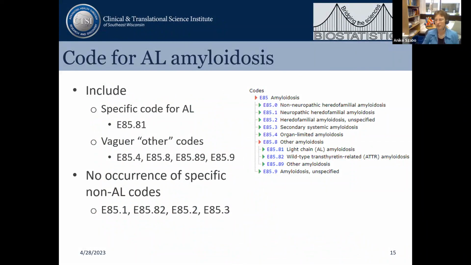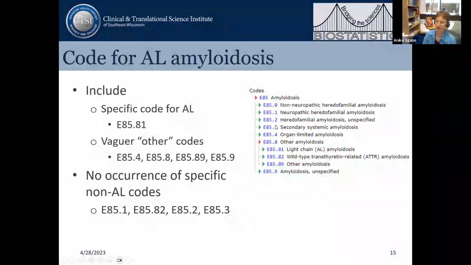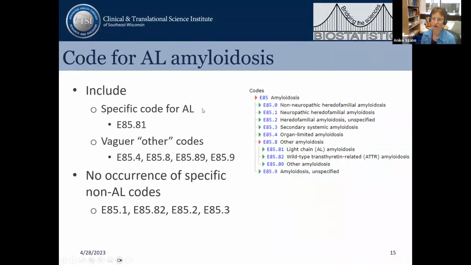So for example, a possible definition to decide what's the code for AL amyloidosis, again referring to the whole area around it, not just the specific code: maybe we'll include the specific code, some more vague codes like other amyloidosis, this high-level other amyloidosis for older cases, and organ-limited amyloidosis. And potentially we can say, okay, let's exclude other occurrences of very specific codes that are definitely not AL amyloidosis but a different kind of disease. So perhaps pick patients who have these codes, but not these.